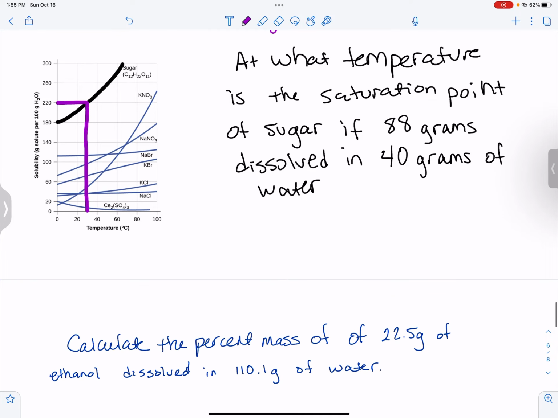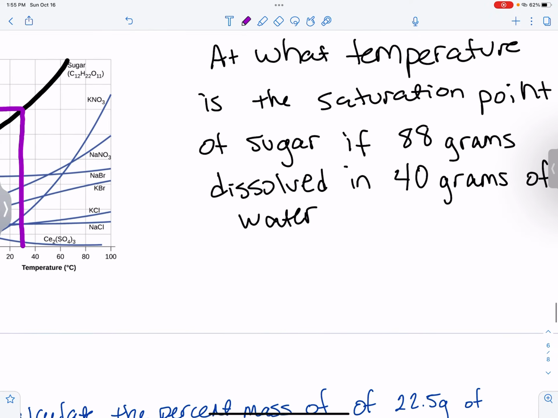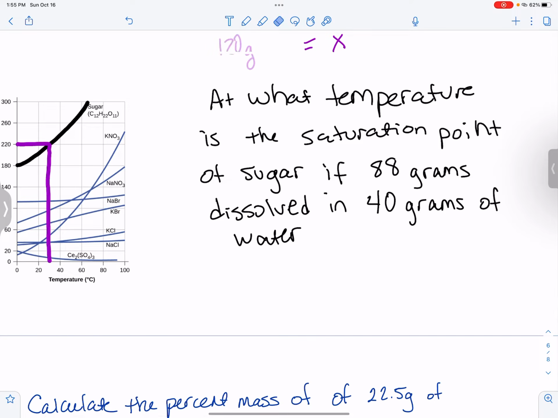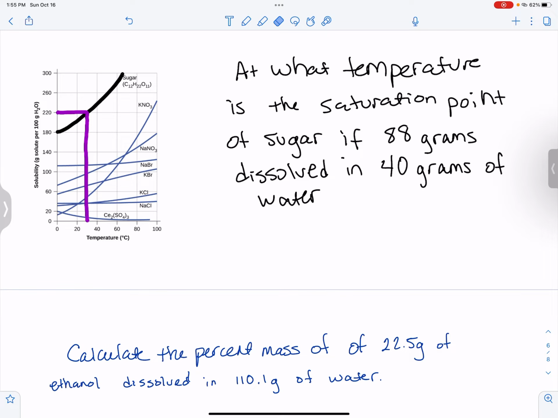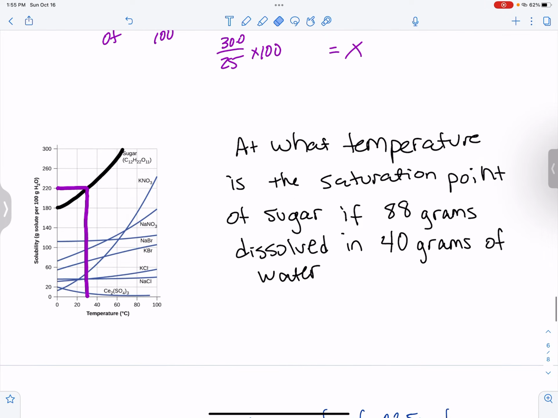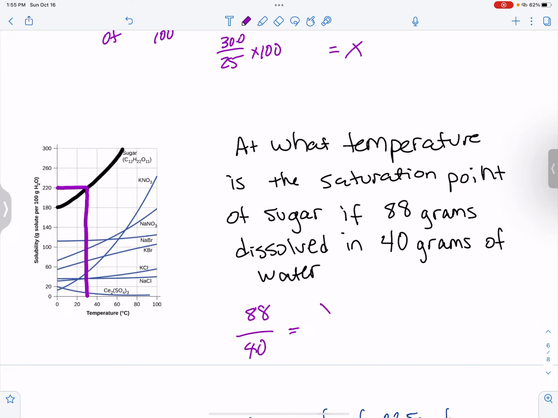And then let's look at this one. So at what temperature is the saturation point of sugar if 88 grams dissolved in 40 grams? So let's see. What we have to do is a similar kind of process. So we know, again, the 88 over the 40 is equal to X over 100. And so then that, when we do our multiplying, that's going to give us our X term.